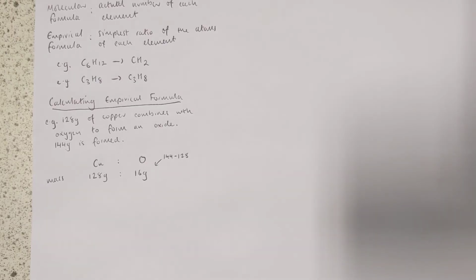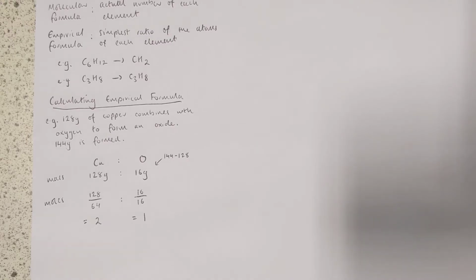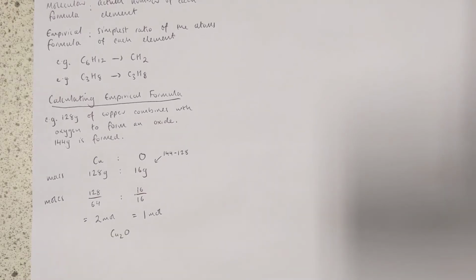Now once you've got the mass of each element, you want to convert that mass into moles by dividing by the RAM of each element using the mass number on the periodic table. So I've got 128 over 64 for copper gives me 2 moles, and 16 over 16 for oxygen gives me 1 mole. Now the ratio we've got here is the simplest ratio you could have for those elements, and that gives you the correct formula. We've got 2 coppers and 1 oxygen, so you give your answer as Cu2O.